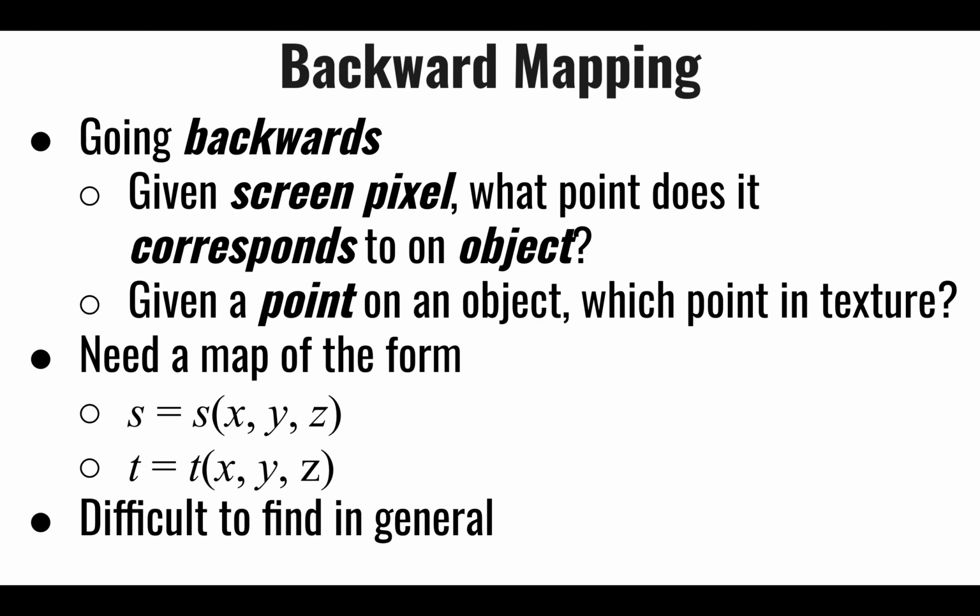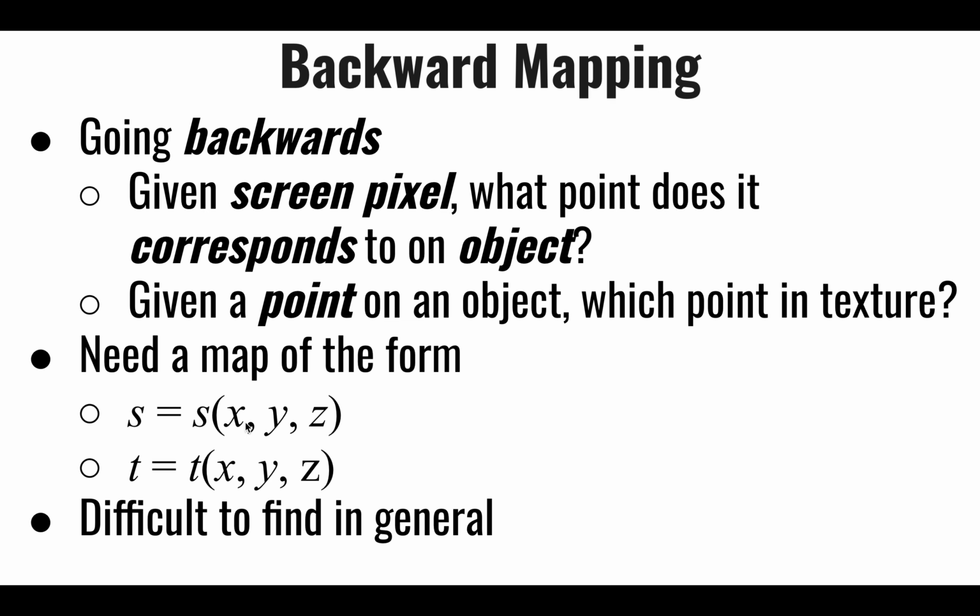But we actually want to go backwards. We want to go the other way around, which is much more efficient based on what it is that we want to actually render on the screen. If you have a screen pixel, you want to determine how that maps to the object, or a particular point on the surface of a triangle. And then once you've identified that specific point on the object, you can ask how that point references back to the texture.